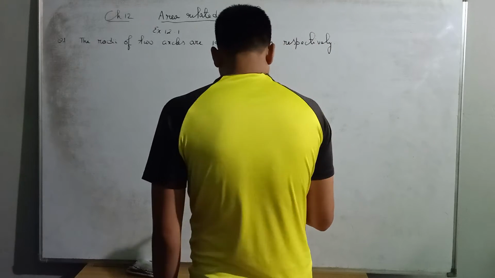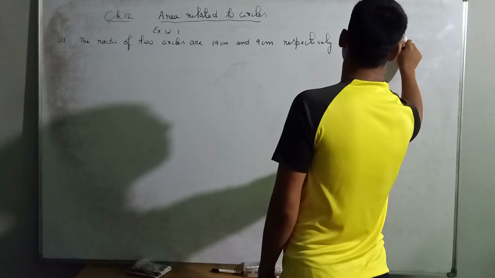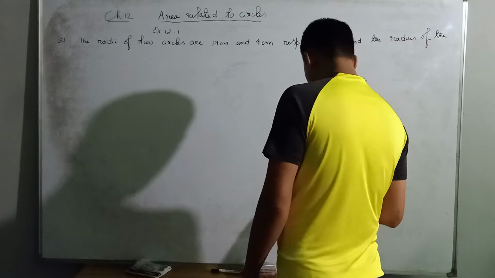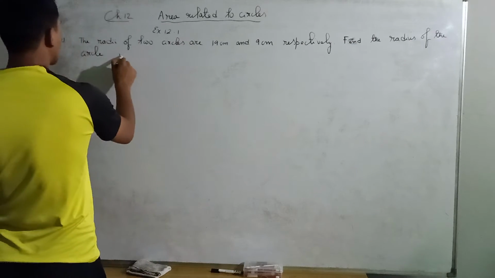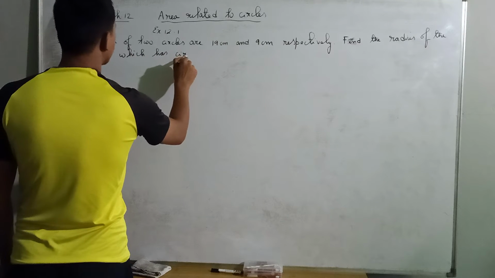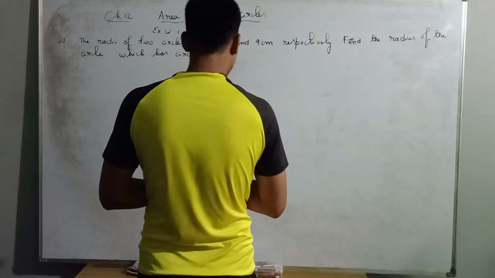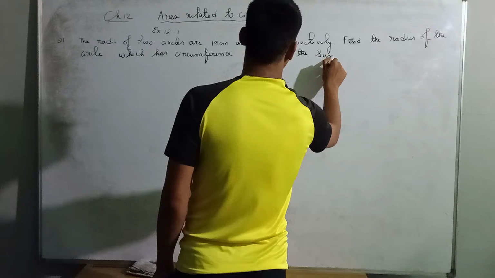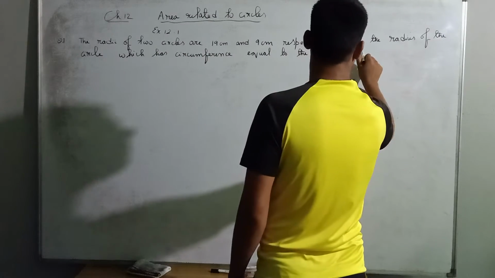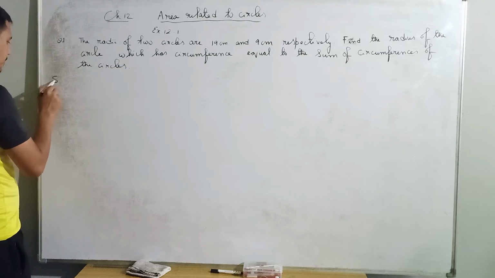Now find the radius of the circle which has circumference equal to the sum of the circumferences of the two given circles. So this is your first question.